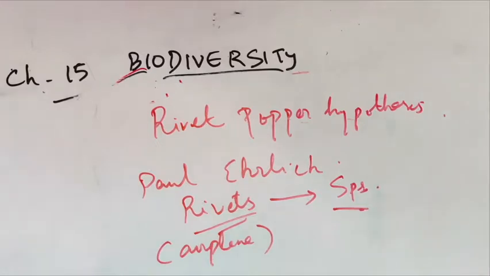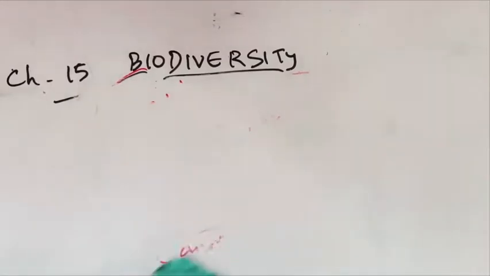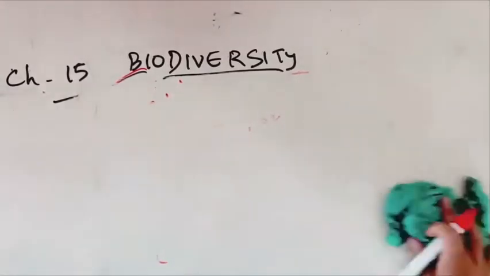All right. So there are so many species like that. So in that way, he related them to the rivets of the airplane, and that hypothesis is known as the rivet popper hypothesis. Next, actually, biodiversity introduction.